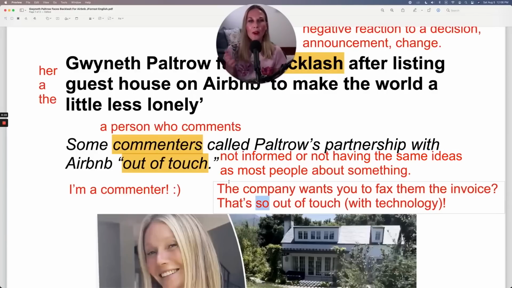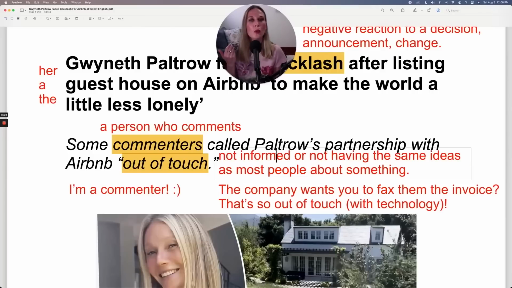For example, the company wants you to fax them the invoice. Fax them. Seriously, that's so out of touch. Today, nobody uses fax machines. So if you are suggesting that someone should use a fax machine, well, then you are just not informed and you don't have the same idea as most people who would obviously suggest email.